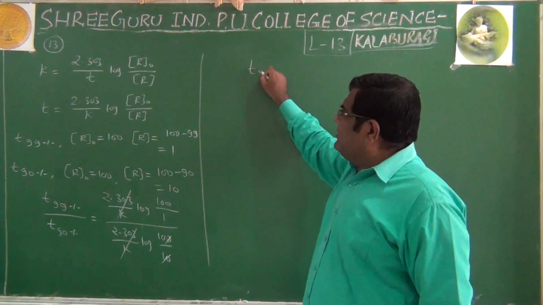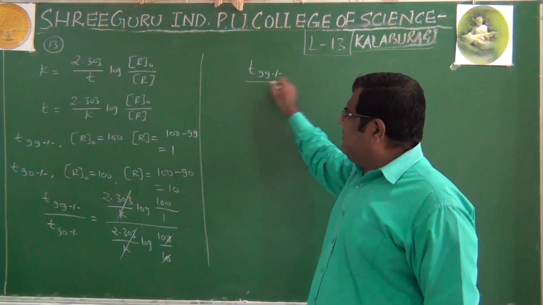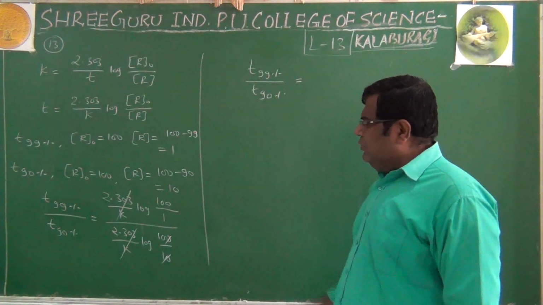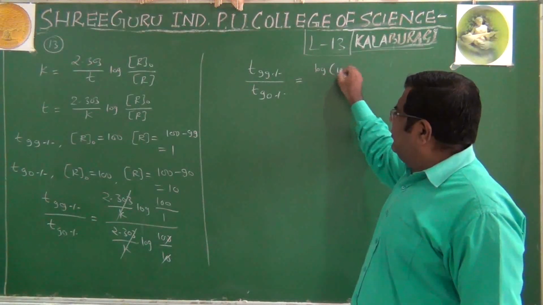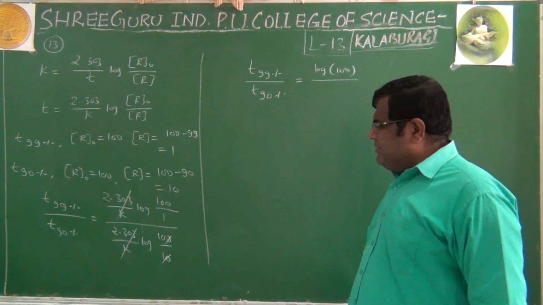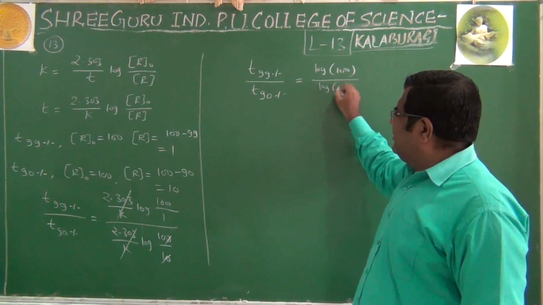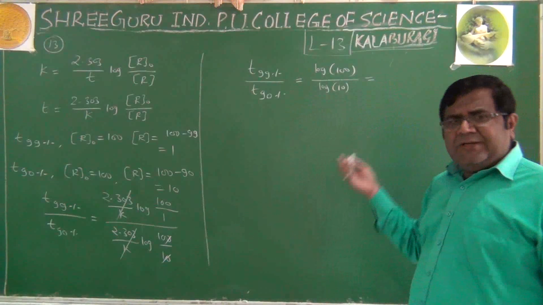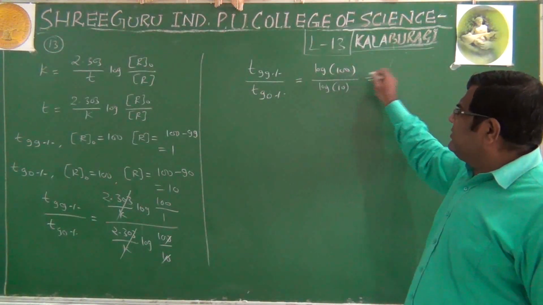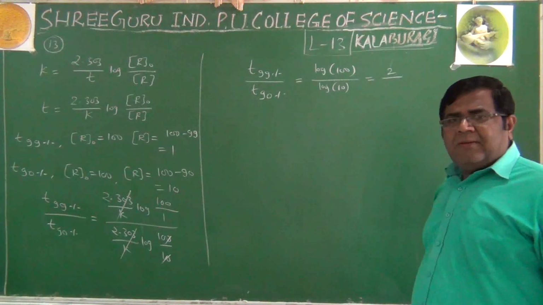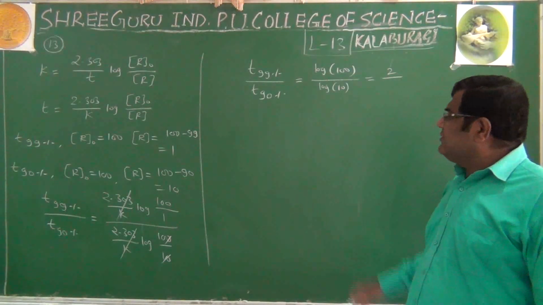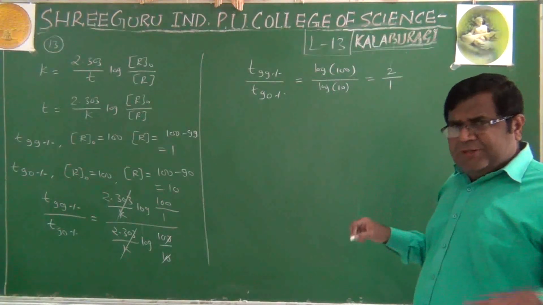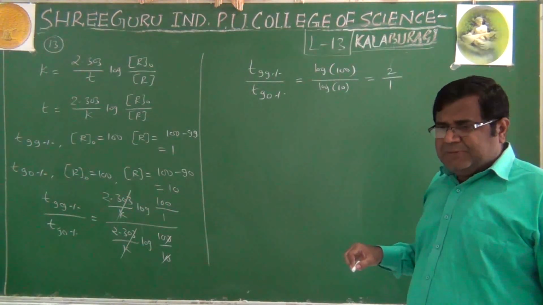So t 99% divided by t 90% equals log of 100 divided by log of 10. Log of 100 we can easily make out. It is a 3-digit number, so it is 2.0000 of course, and this is a 2-digit number, so 2 minus 1, which is 1.0000 if you look into the log table.